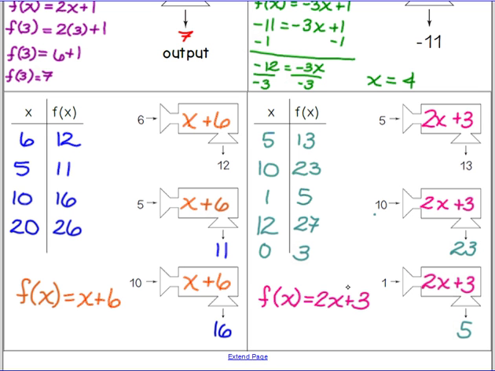So what we're going to do next is, given some input-output tables, I want you to come up with some function rules that would work with those input-output values. There are 4 on the back side of your notes sheet that I want you to come up with a function rule for those ordered pairs. And when you are ready to check your work, push play on the video and I'll reveal the answers.